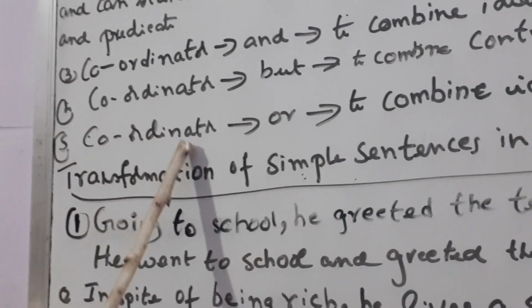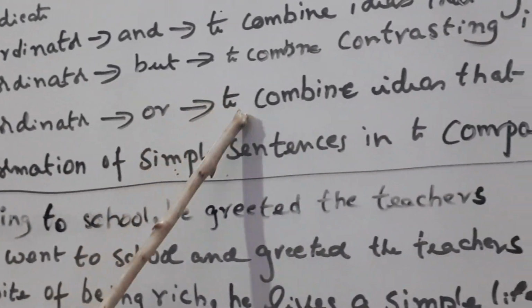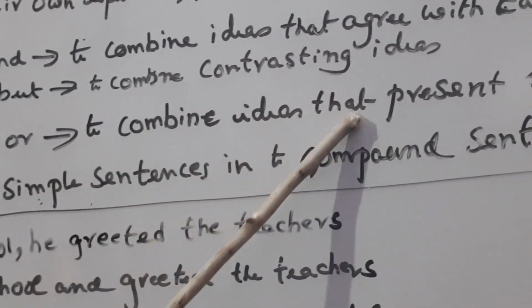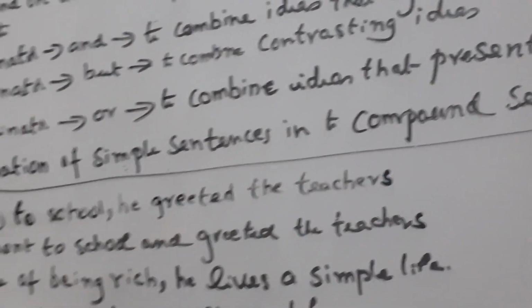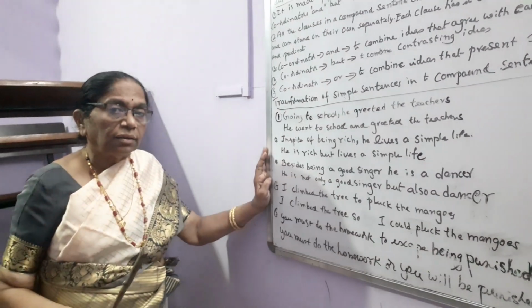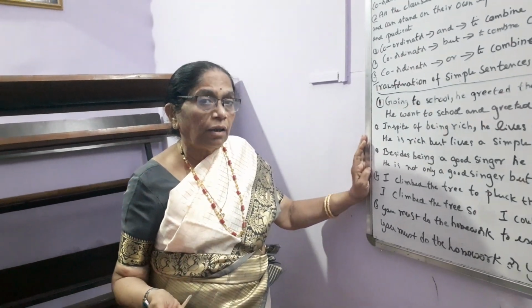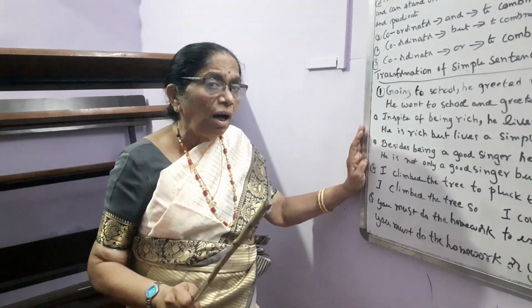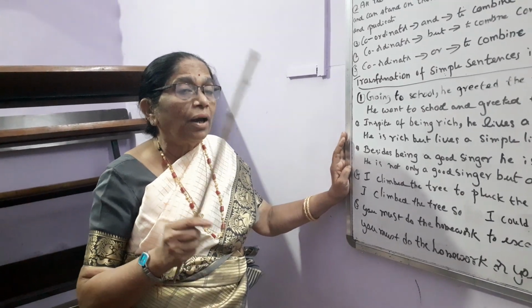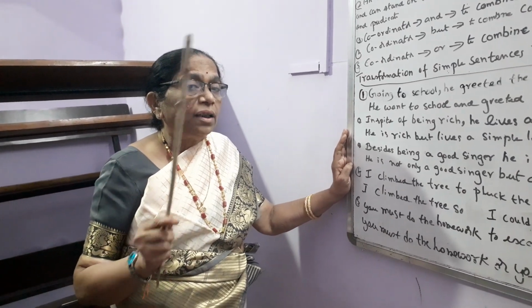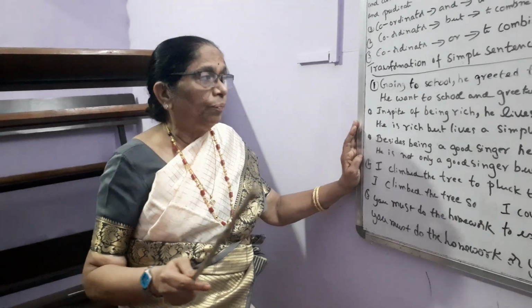We use coordinator or to combine ideas that present choices. For example, study hard or you will fail. Here you have a choice, either to study or to fail.